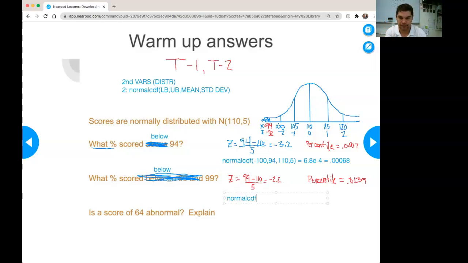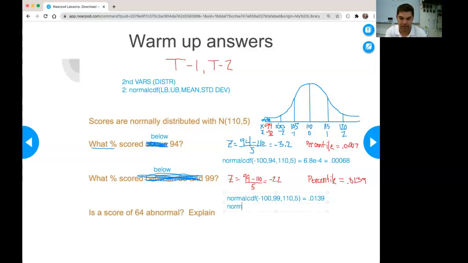Normal CDF. Like I said, we're going to have plenty of opportunities to do this. 99, mean, standard deviation. So all I got to do is change the 94 to a 99. 0.0139. Same thing.